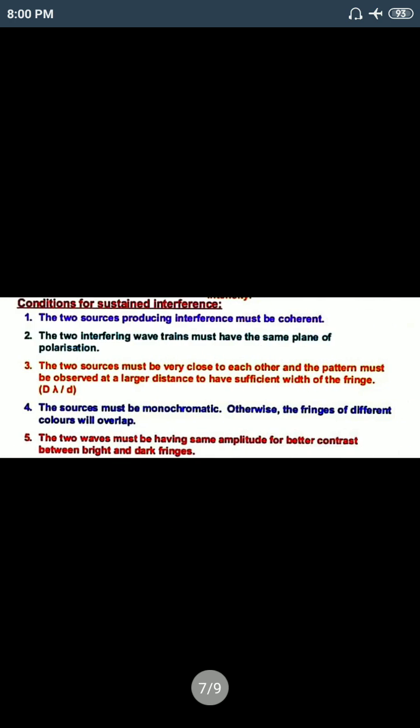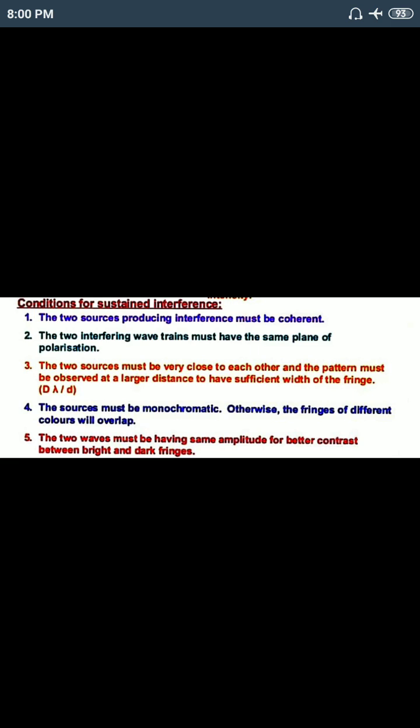Now, the condition for sustained interference. In order to observe the interference pattern, it is necessary that positions of maximum and minimum do not keep on changing with time. Otherwise, the maxima and minima of intensity will mix up together and produce a uniform illumination. So the interference pattern in which the positions of maxima and minima of intensity on the observation screen do not change with time is called a sustained or permanent interference pattern.